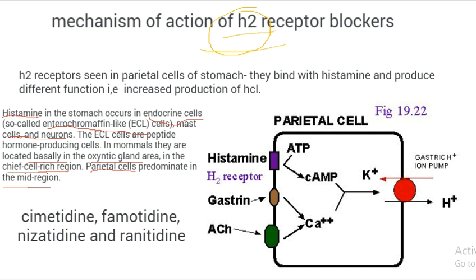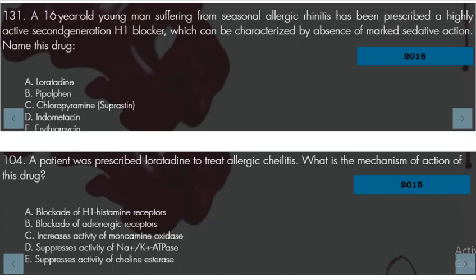Before we explain H2 receptors, we need to do some questions. A 16-year-old young man suffering from seasonal allergic rhinitis has been prescribed a highly active second generation H1 blocker. Examples of second generation H1 blockers: loratadine, desloratadine, cetirizine, fexofenadine, levocetirizine, which are characterized by the absence of marked sedative action. There is no sedation because they do not enter the central nervous system.